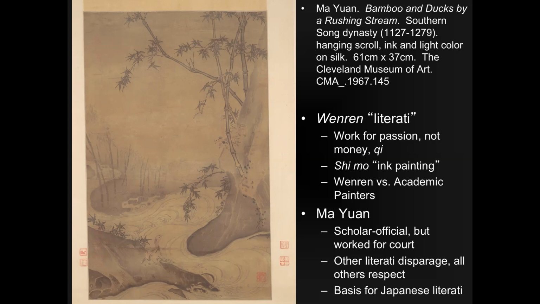So Ma Yuan is one of these scholar officials, but eventually he became so famous and well known for his work that he worked for the court. So other literati are like, "You sellout," and they disparage him, but all others respect him. He becomes a basis for the Japanese literati that we'll talk about a little bit later on. So you can kind of see with these pieces that in a shallow way, they represent the Pier 1 Imports or Banana Republic version of Chinese art, or even IKEA that you would see. But that's just because this style probably to Westerners looks, and I put up the air quotes, exotic. Westerners like to other people.